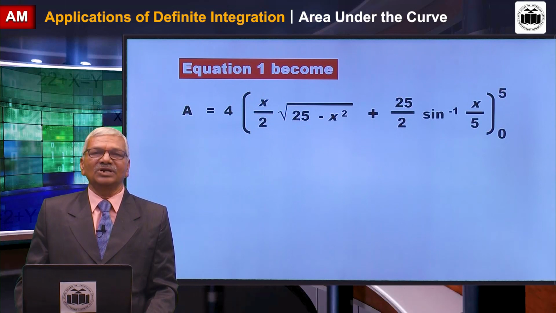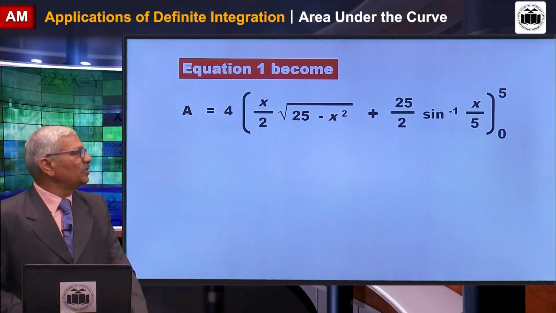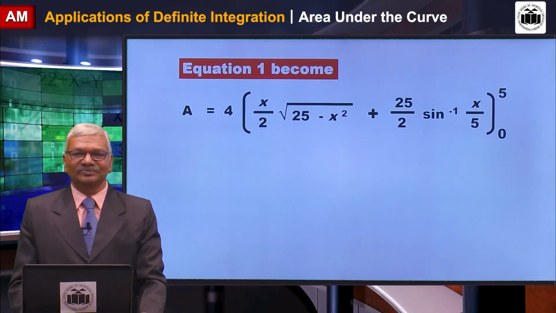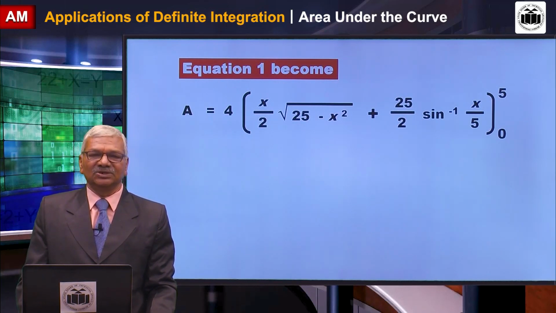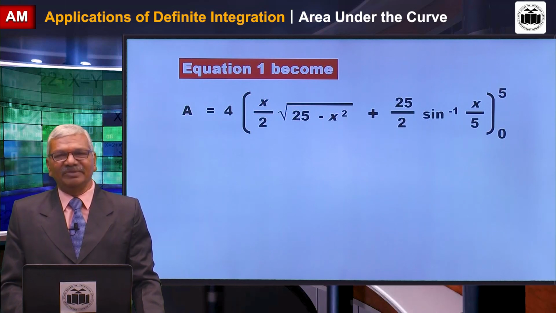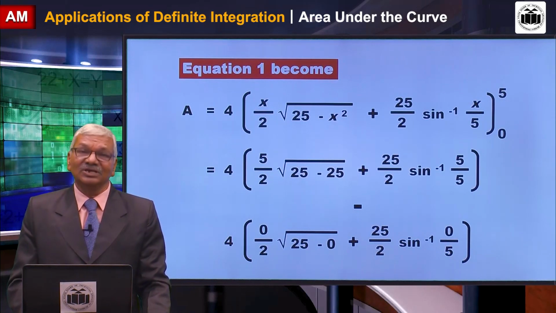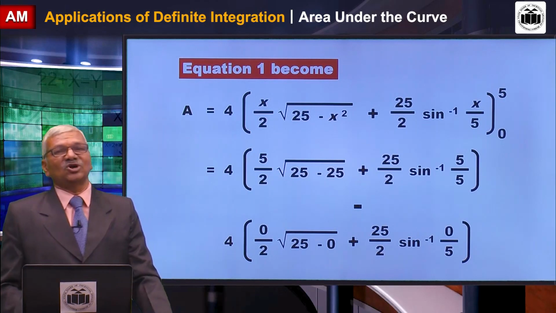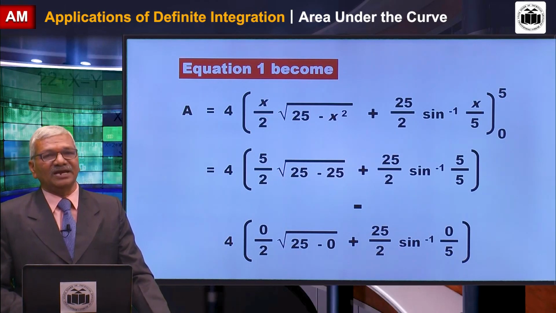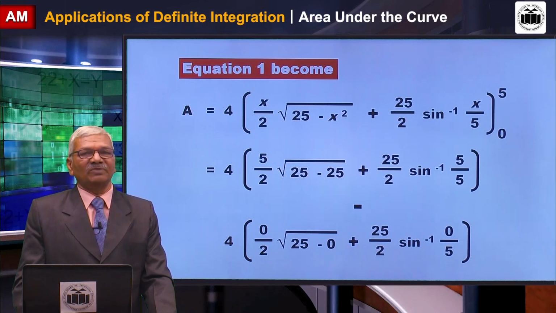Putting these values in the formula, we get area equals 4 times x by 2 under root of 25 minus x square plus 25 by 2 sine inverse of x by 5 between the limits 0 and 5. What is the next step? Right, putting the limits. Which limit will we put first? Right, the upper limit x equals 5. So what do we get? 4 times, putting x equals 5: 5 by 2 under root of 25 minus 25 plus 25 by 2 sine inverse of 5 by 5. Now putting the lower limit, minus 4 times 0 by 2 root 25 minus 0 plus 25 by 2 sine inverse of 0 by 5.